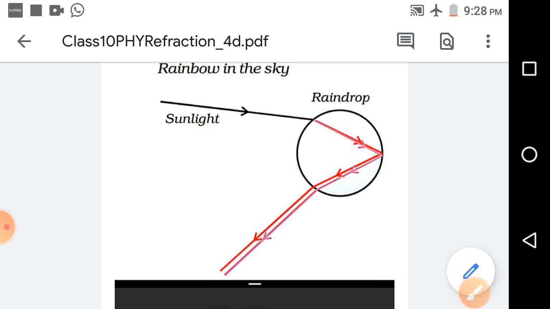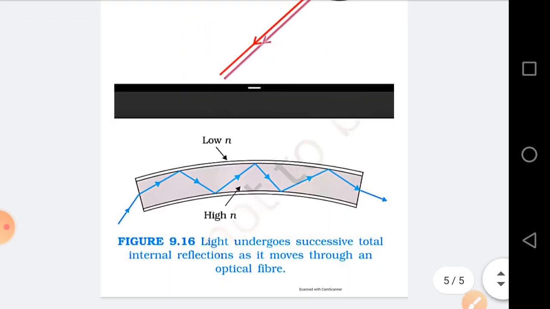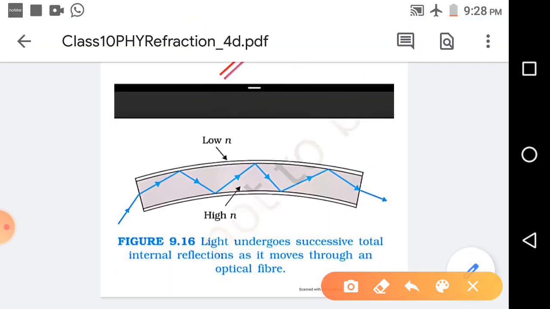Now see this figure. This shows the optical fiber. If we transmit the light rays here, the light rays transmit up to a long distance in the form of light signal without any loss of light energy. So this is the phenomenon of total internal reflection inside the optical fiber.